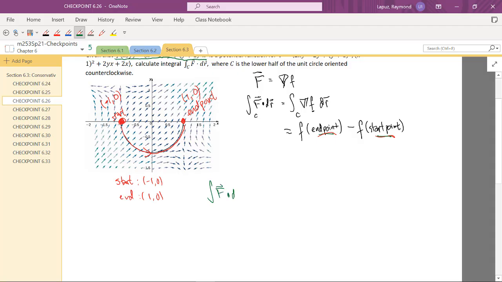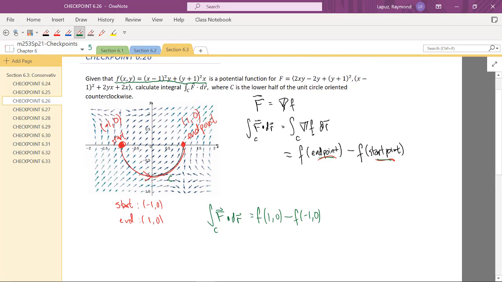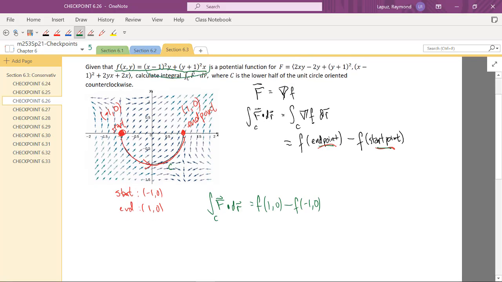Okay. Now, according to the fundamental theorem of line integrals, our line integral for this particular vector field, which is again a gradient field over the curve C, will simply be equal to the function evaluated at the endpoint minus the function evaluated at the start point. And by function, I mean the potential function. And so our potential function is given here. This will be (1 minus 1) squared times 0. So x is 1, y is 0, plus y is 0, plus 1 squared times x is 1.